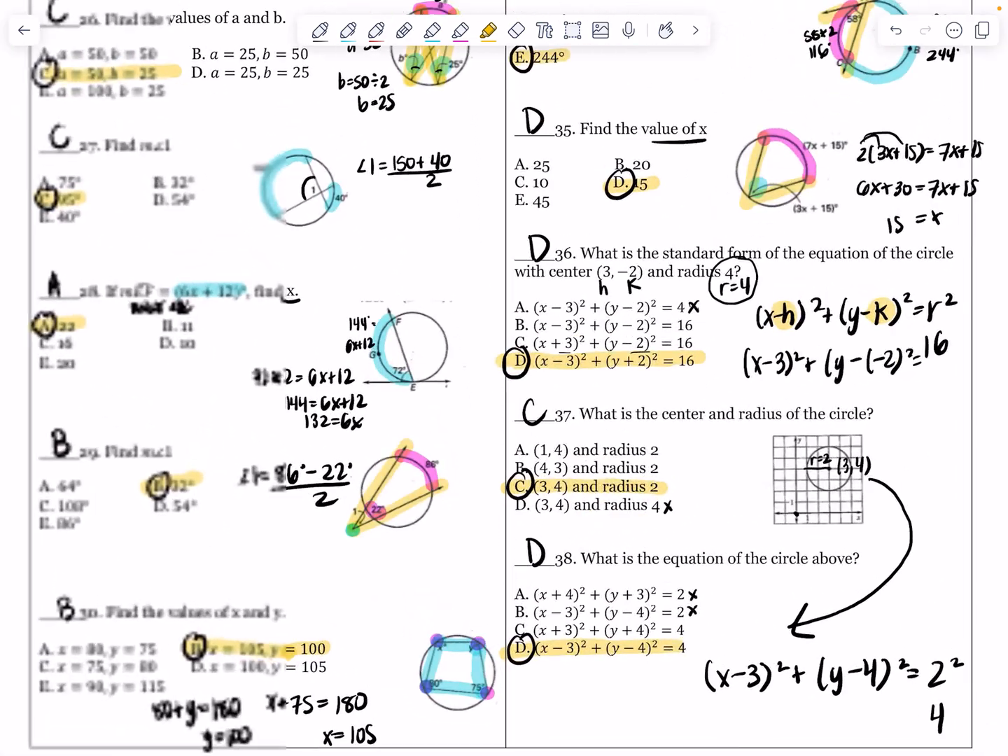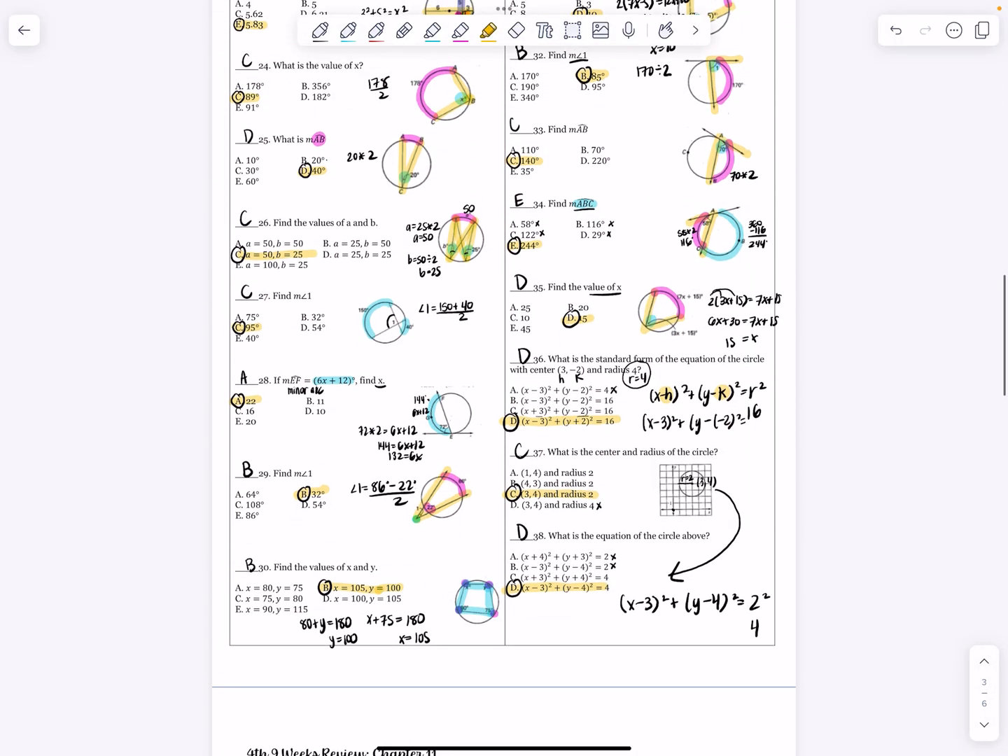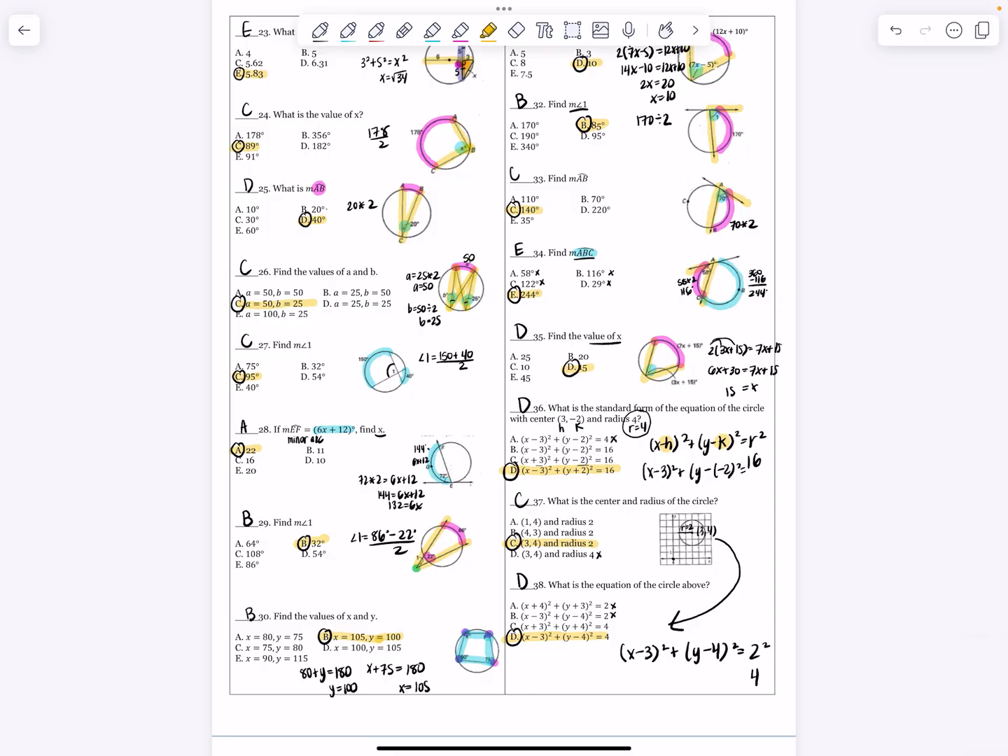So we had some multiple choice practice. We also had where you had to do it on your own. Remember that the test will be multiple choice. So this is page 2 of chapter 10 for the 4th NMICS review.